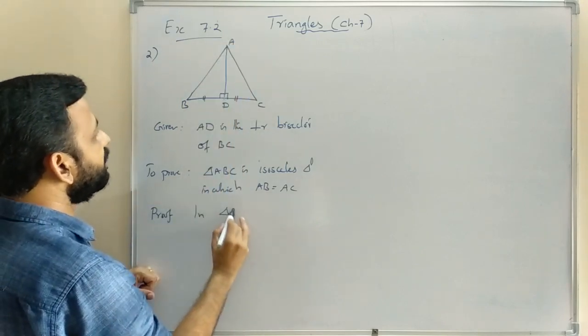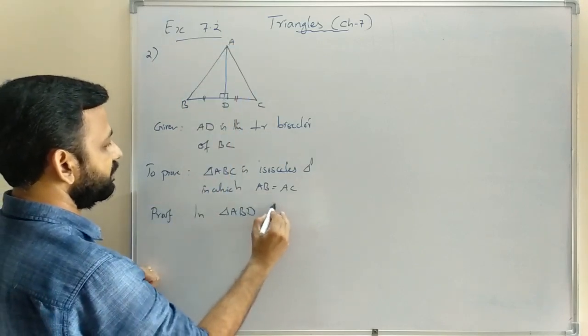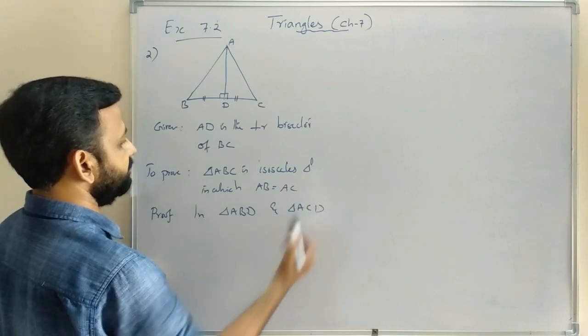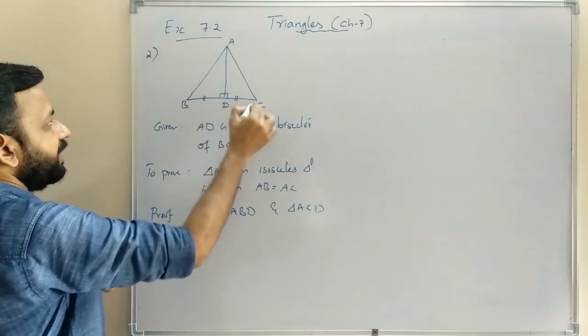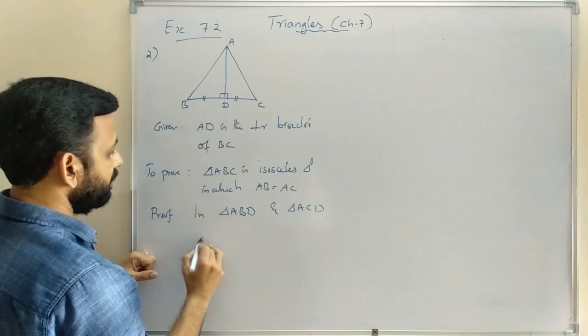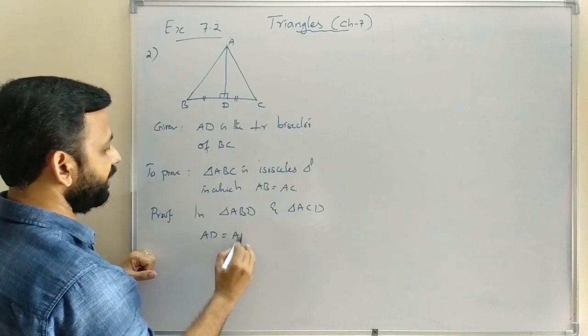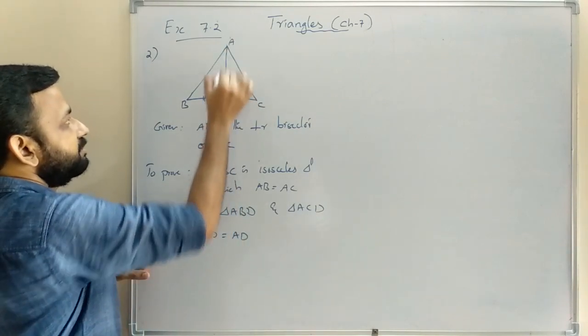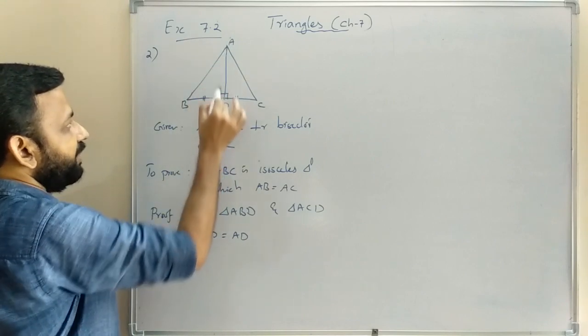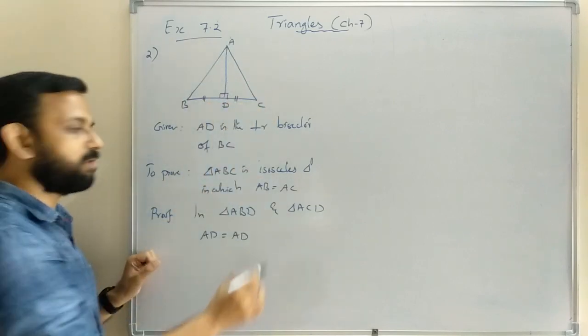In triangle ABD and triangle ACD, AD equals AD. Side AD of this triangle equals AD of that triangle.